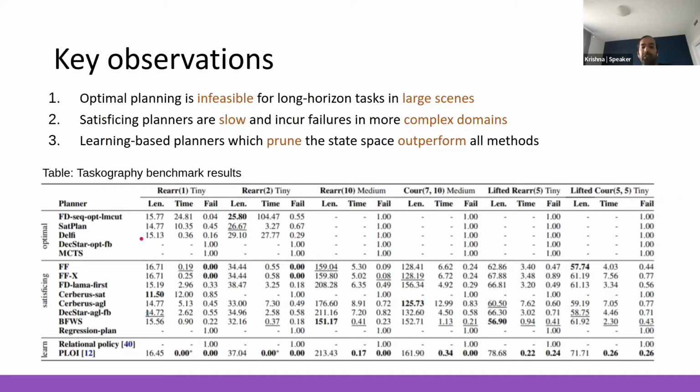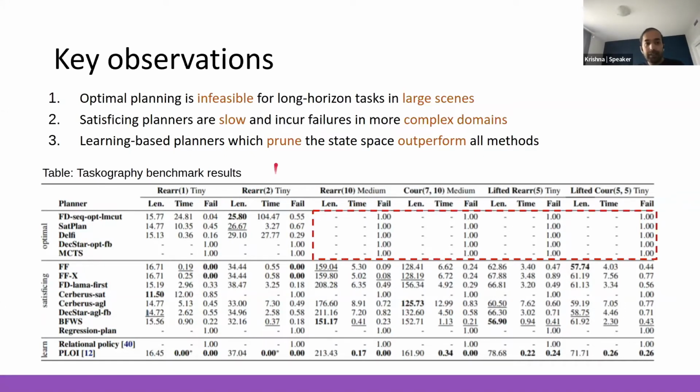And what you're optimizing for is you want to minimize the plan length. So you want to achieve the task in the least number of robot actions. And then you want to compute this plan in the least amount of wall clock time. So that's the time factor here, reported in seconds. And then you want to have the highest success rate. So you want to have 0 failure rate, ideally.